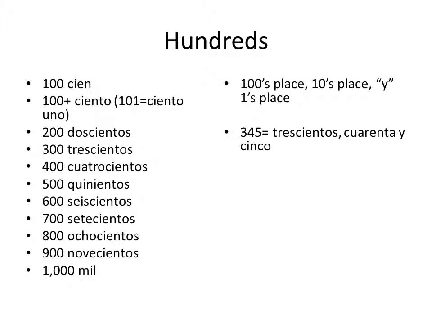So when we're saying a 3-digit number, we say what's in the hundreds place, tens place, y, ones place. So for example, in the number 345, in the hundreds place, we have a 3 representing 300, which is trescientos. In the tens place, we have a 4 representing the number 40, cuarenta. Y, in the ones place, we have a 5, cinco. So 345 would be trescientos cuarenta y cinco.